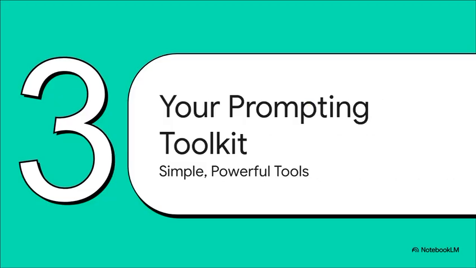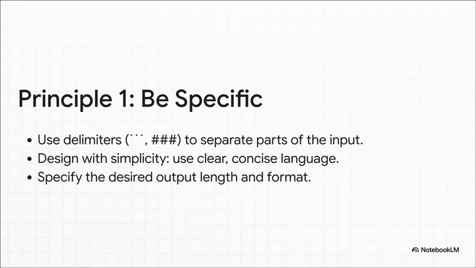Okay, enough theory. We get the what and the why. Now let's get practical. It's time to build your own personal prompting toolkit. I'm going to walk you through a few simple, powerful principles you can start using right now to get way better results. Rule number 1, and honestly, the most important one. Be crystal clear and super specific. You cannot make the AI guess what you want.